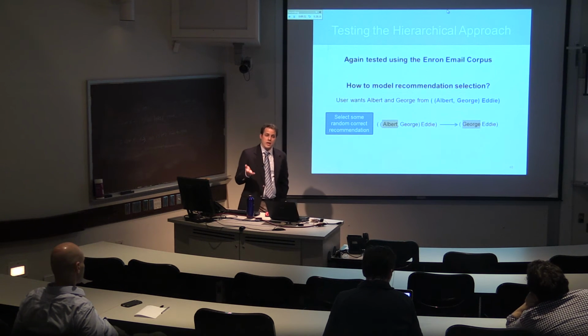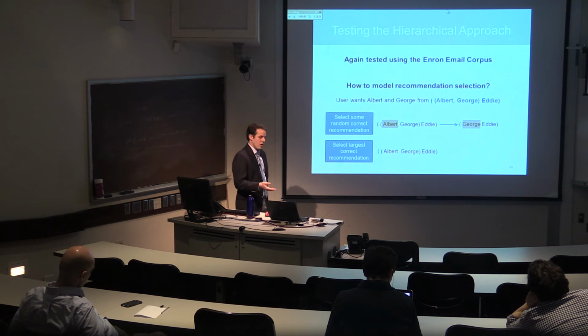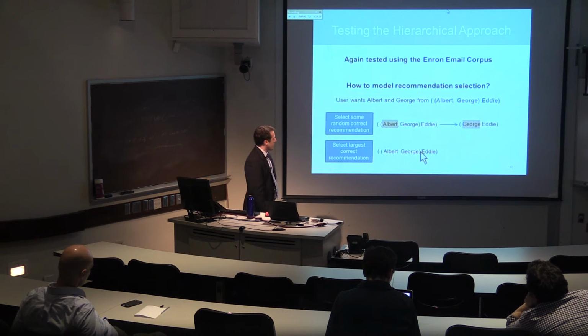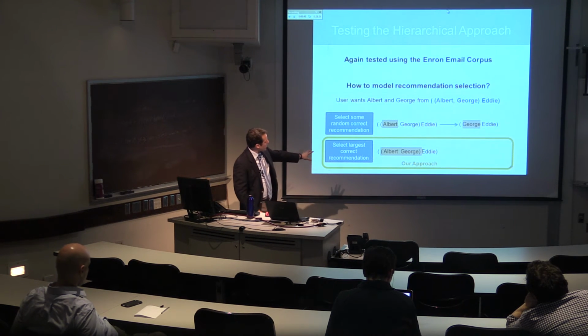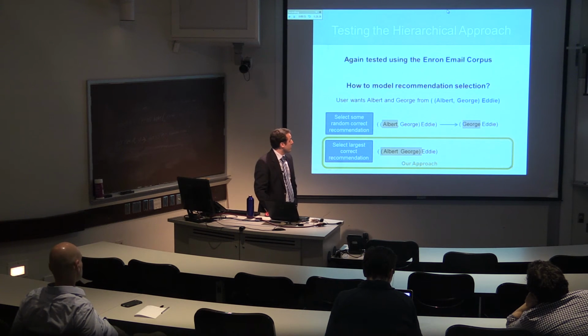But users don't select things randomly. They tend to have certain goals in mind. And they may have a goal of reducing effort as much as possible, which means they will select the largest correct recommendation. And that means they'll select both Albert and George together and not have to deal with any more lists. So we went with this, our approach assumed the second case, because we assumed users wanted to reduce their effort as much as possible.